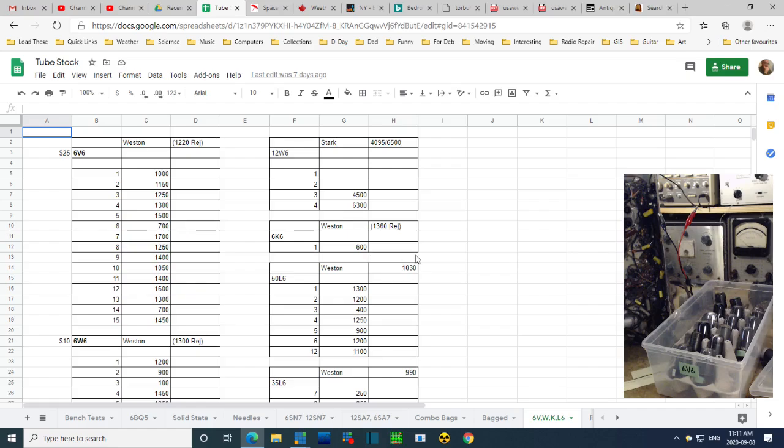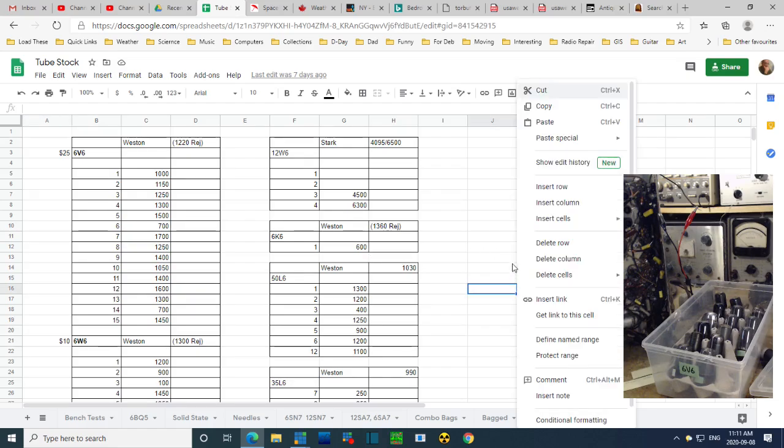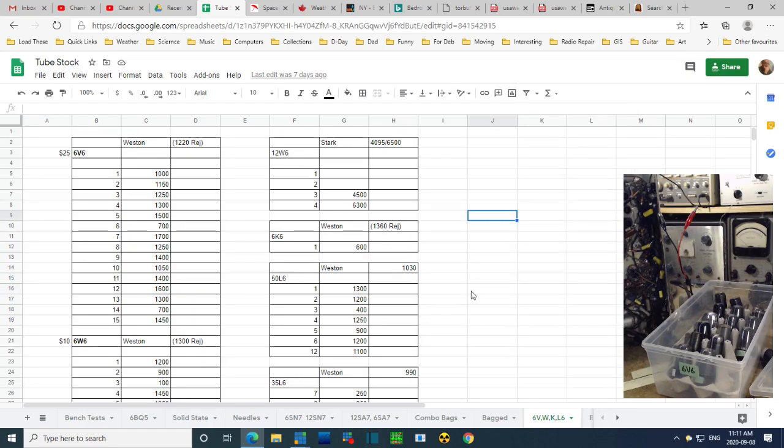So I've been doing a lot of tube testing over the last year, and I've tested most of my major tubes, if I can call them that, and I've kept records of them. So this is my record of 6V6s that were in that tub you can see in the camera. I've got 15 of them, and I just want to pick two.